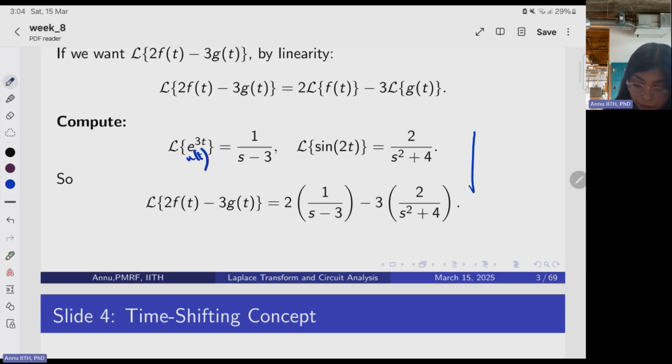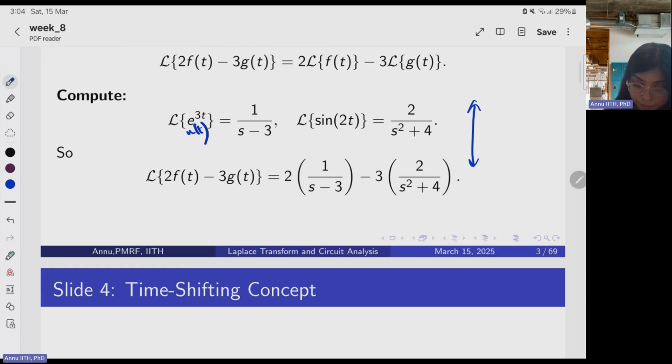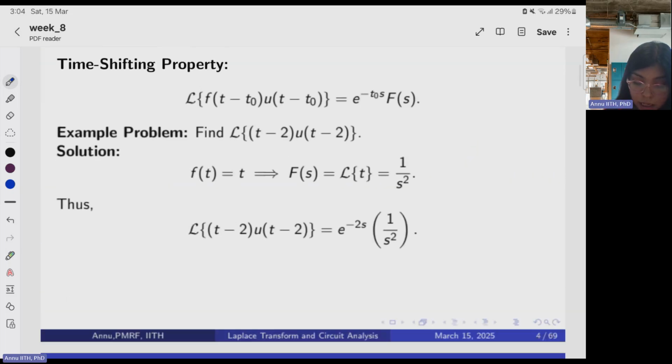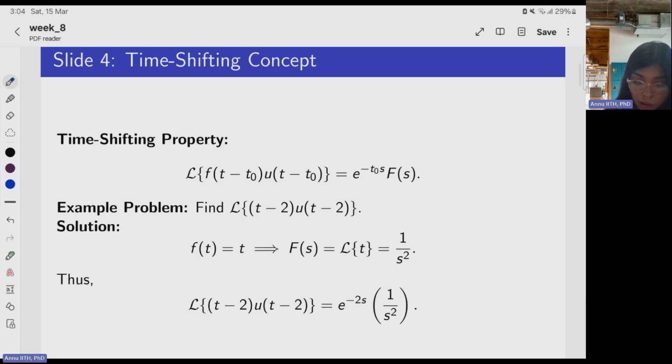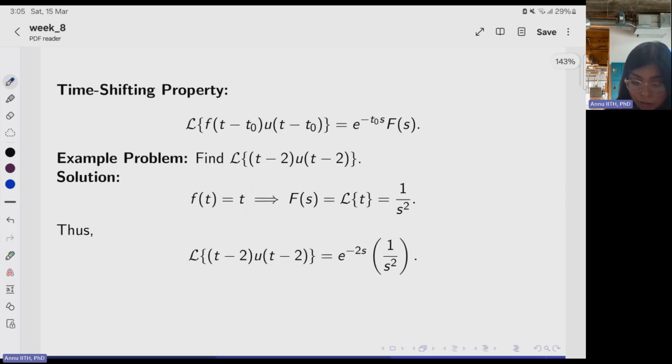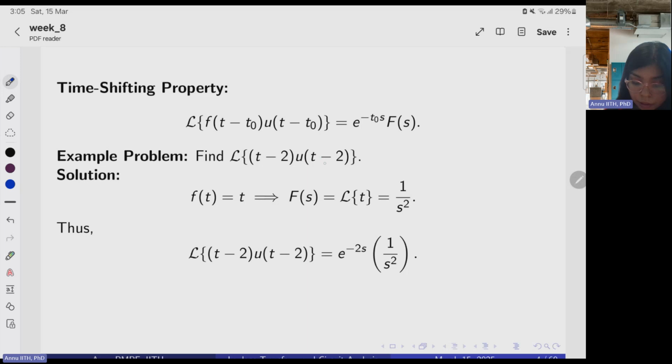Now you just have to substitute here and you will get this. Now let's see the time shifting concept. Find the Laplace transform of (t minus 2) u(t minus 2). As you know, the Laplace transform of f(t) equal to t is F(s) equal to 1 upon s squared. By formula also you can find it.